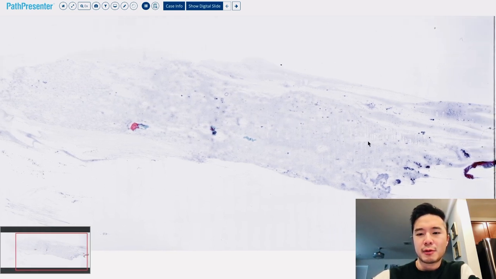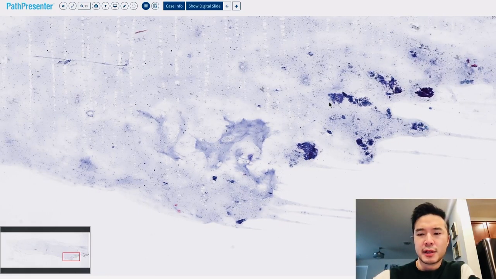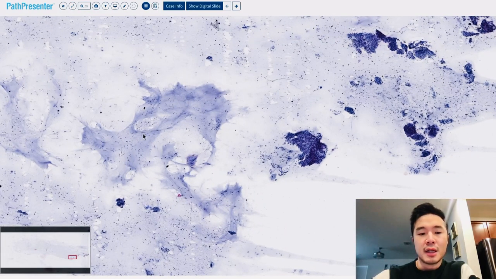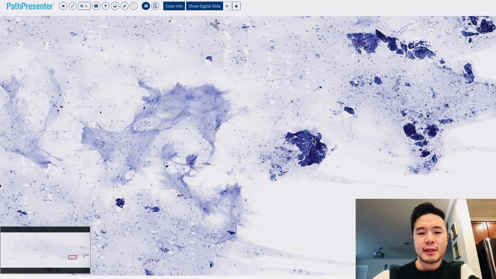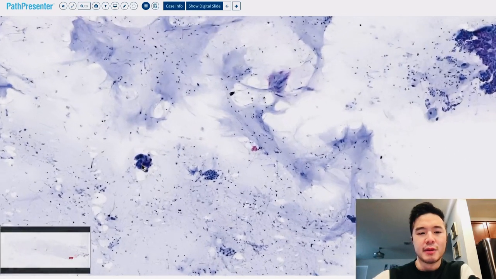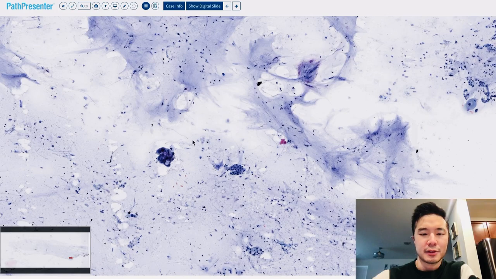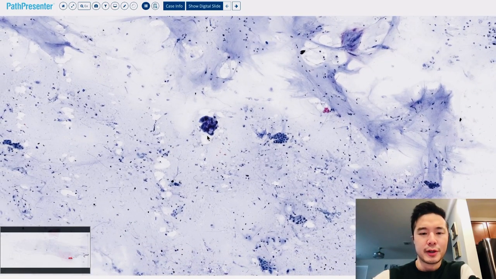So here, from low power, we see some scant cellularity. So let's zoom in on these areas of cells. On intermediate power, we see some cohesive groups, and maybe this is mucin, but depending on where they sampled the pancreas, that mucin can be from the stomach, from foveolar cells, or it could be from the duodenum, or it could be from any pancreatic mucinous entities like mucinous cystic neoplasm, intraductal papillary mucinous neoplasm, or IPMN, or pancreatic ductal adenocarcinoma, or PDAC for short.